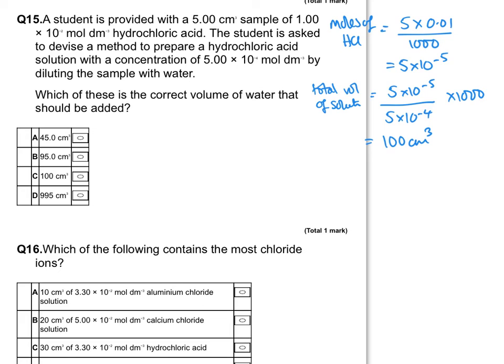Now the question asks how much water I need to add. I start with 5 centimetres. And I want to make 100 centimetres cubed, so I need to add 95 centimetres cubed. If we have a look at the answer, then 95 is answer B.